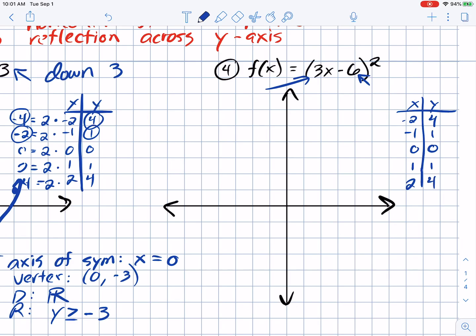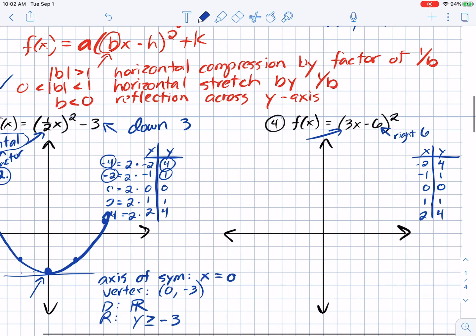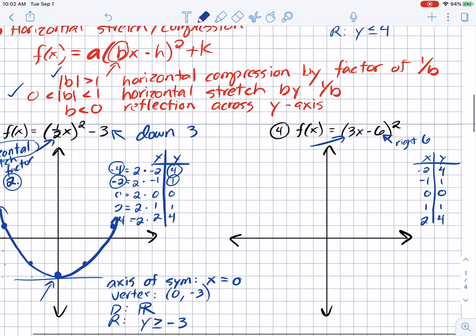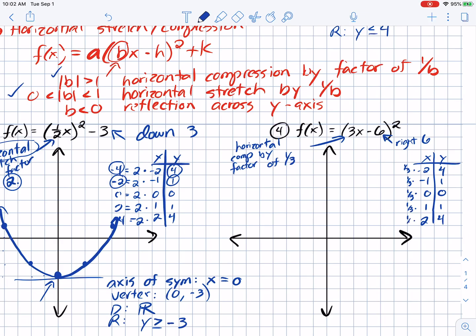That -6 is a shift to the right, 6. And now the 3, this is a whole number. So come back up top. When it's greater than 1, this is going to be a horizontal compression. It's going to squeeze that graph together. Horizontal compression by a factor of 1/3, always by the reciprocal. So you need to multiply all of the x coordinates by 1/3 and then go plot these values.